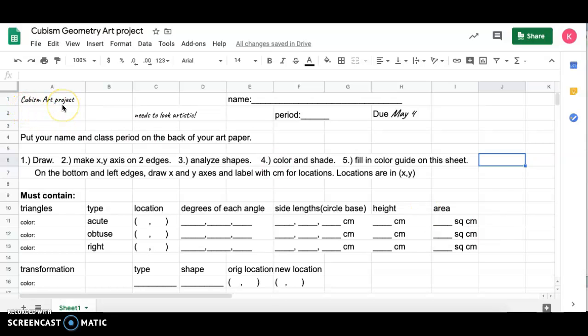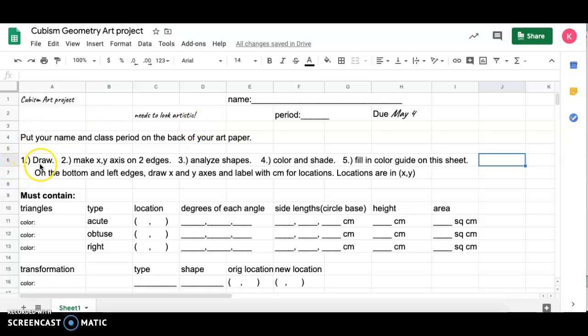So this is our Cubism art project. It's due May 4th. And when I say it needs to look artistic, really what I'm going by is it needs to look better than a third grader would do. Okay, I know we're not all artists. I'm certainly not. You've seen me attempt to draw. It's terrible. And so I'm just looking for something that you took your time on and did a great job.